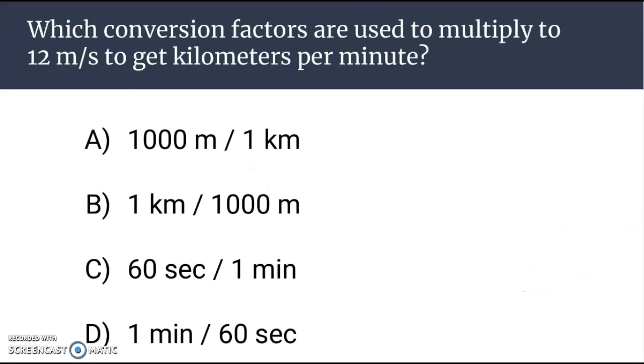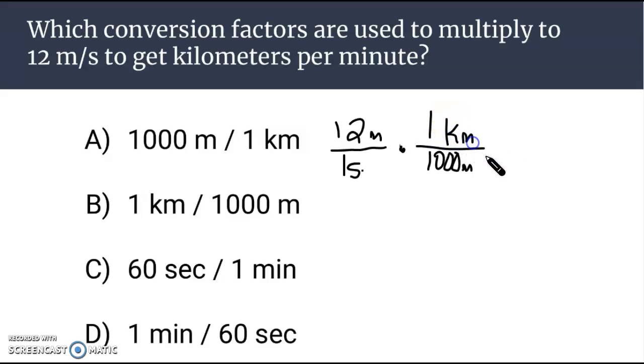Alright, next one, multiple choice. It says, which conversion factors are used to convert 12 meters per second to kilometers per minute? Okay, so here's where we're starting. Let's map this out. 12 meters for 1 second. We're saying a rate here. And let's work on converting meters to kilometers. Well, we know that there are 1,000 meters in 1 kilometer, so that'll take care of our kilometers.